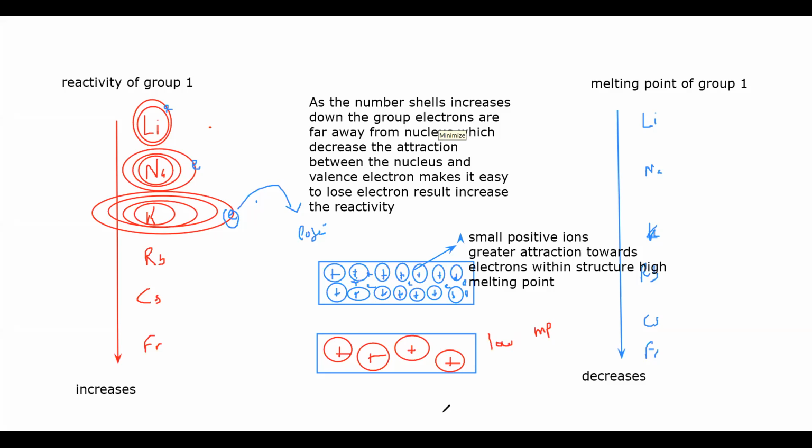Sir, is it the same as reactivity? Reactivity, for metals, refers to the tendency to lose electrons. That's called reactivity. But the metallic bond is an attraction between the positive ions and the free electrons.